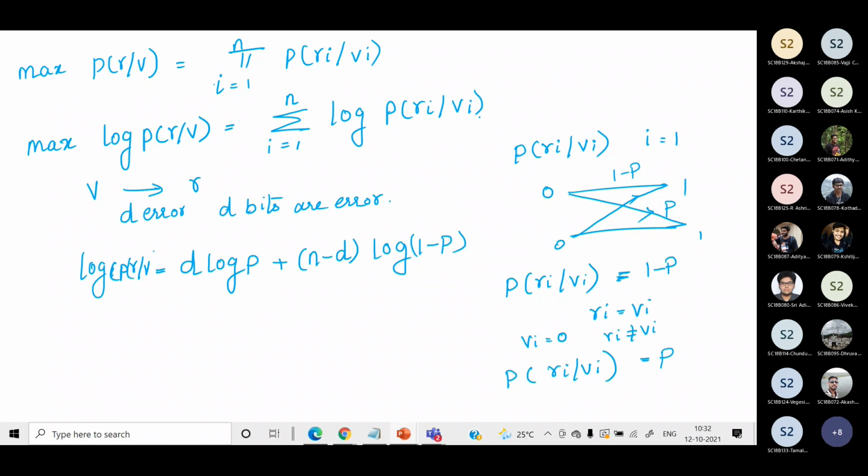P of R given V will be equal to this one. So this factor we have to maximize. See, your n is constant. P and 1 minus P are also constant. So this I can write as D, here minus D is there, into log of P. So I can write it as log A minus log B, that is log of A by B, plus n times log of 1 minus P.